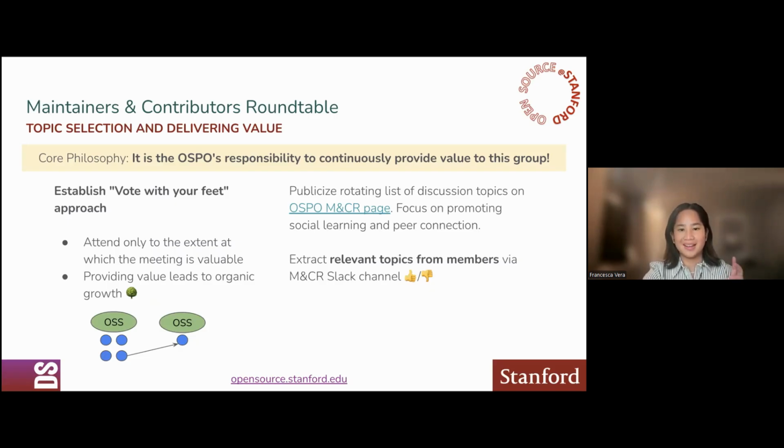We also, very importantly, extract relevant topics from members via our MNCR Slack channel. So we frequently ask members to upvote or downvote potential topics, and at any given point, we have at least 3 topics in the backlog that we can have members upvote or downvote for the upcoming meeting.